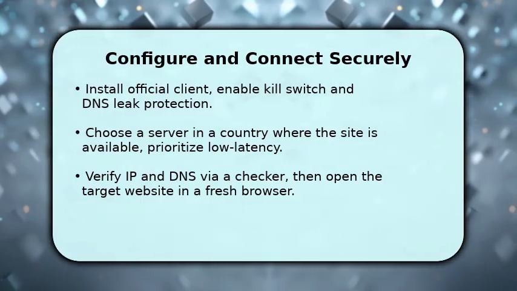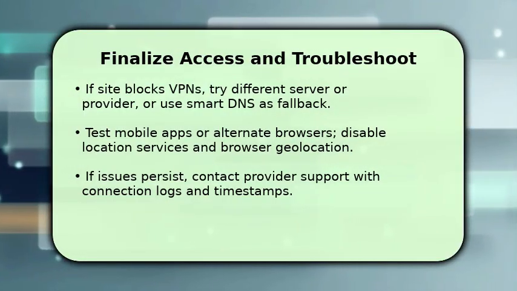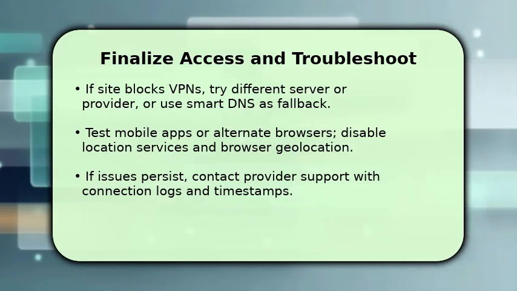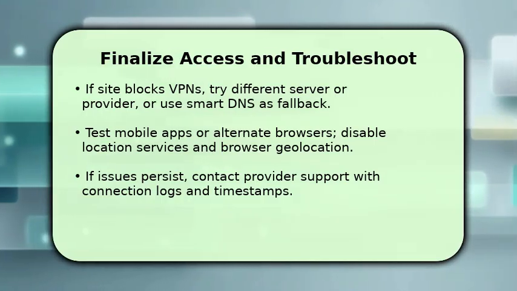You finish by ensuring stable access and handling common failures. If the site detects and blocks your VPN, switch servers or protocol, or try a different provider. Alternatively, use Smart DNS for content-only routing. Make sure to disable browser geolocation and unnecessary extensions that leak location. Once the site loads, keep the session secure and log out when finished.